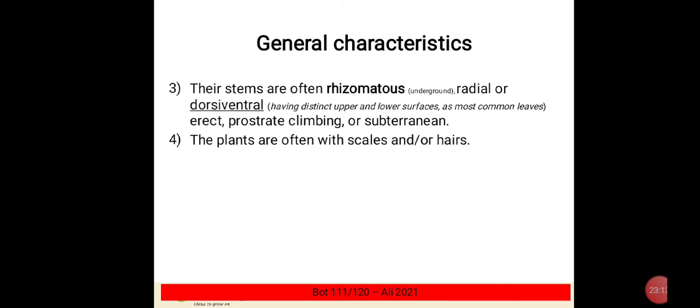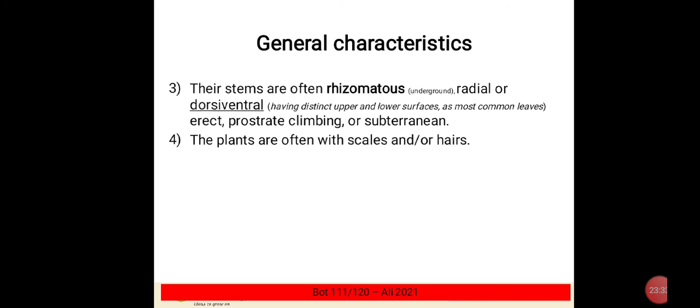Point number five, we also add another point. They are vascular plants, meaning they have vascular bundles such as the phloem and the xylem, as we said earlier. That's point number five. They are vascular plants. They contain the xylem and the phloem.